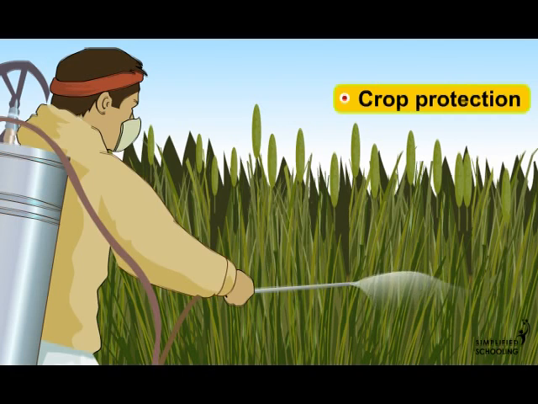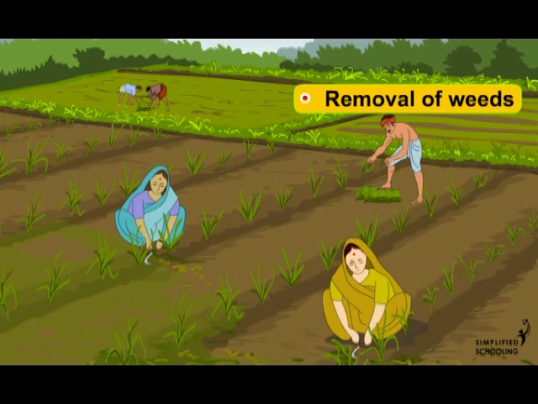Crops have to be protected from pests and infection from microorganisms by using pesticides. Weeds should also be removed at regular intervals for healthy growth of plants.